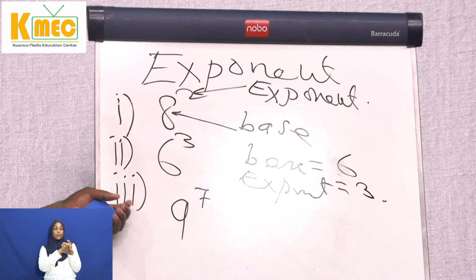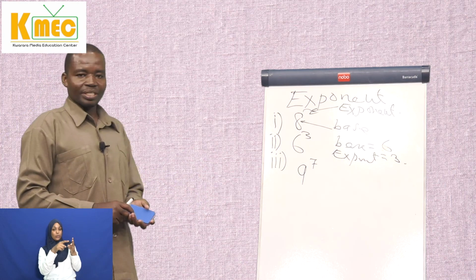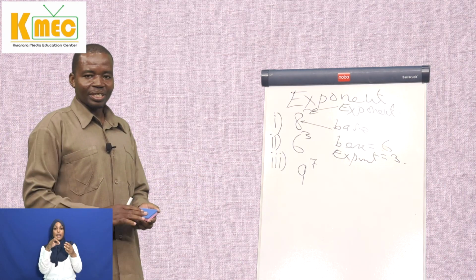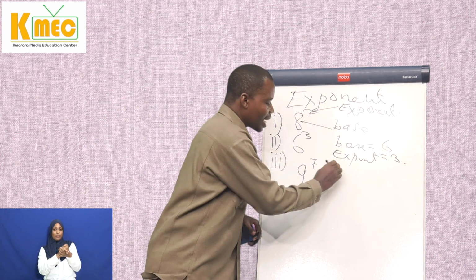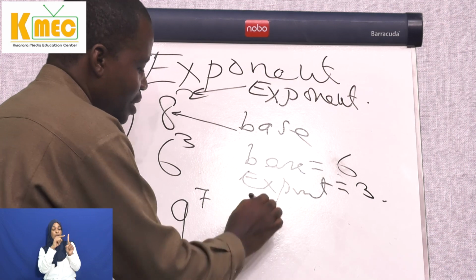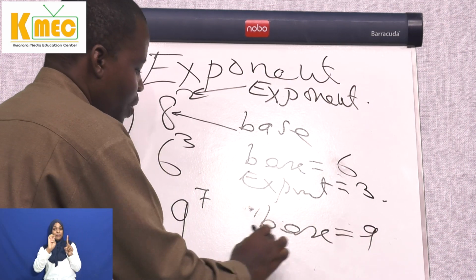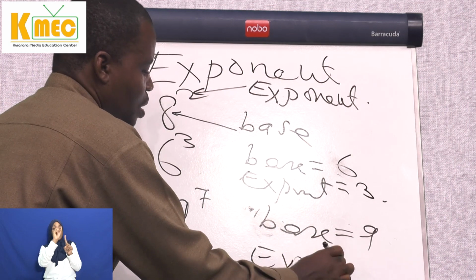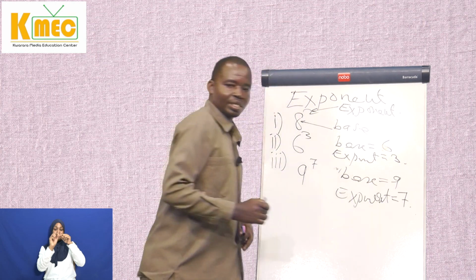What about number 3 here? What is base and exponent? Can you tell me? Good. So here 9 is the base. So the base is 9. Base is equal to 9, and exponent is equal to 7.